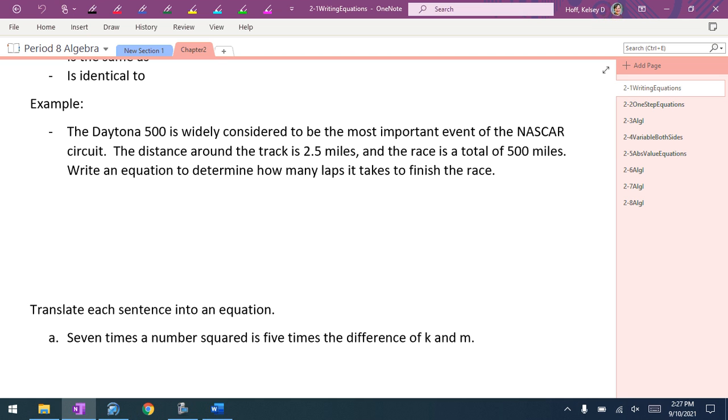And when you write an equation, it is not just x equals 250 divided by 2.5. That's not an equation. Okay, an equation has to have an embedded variable. You're not telling me how to solve it, but based on the information, what can I set up?